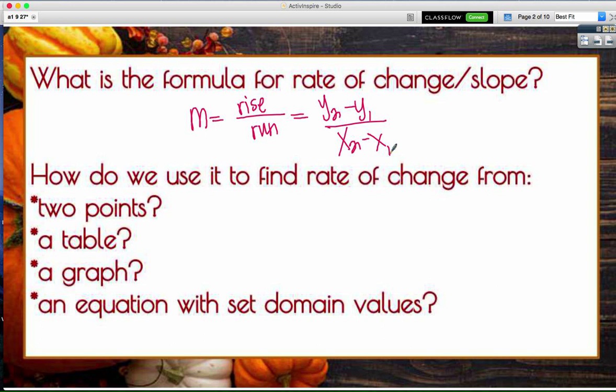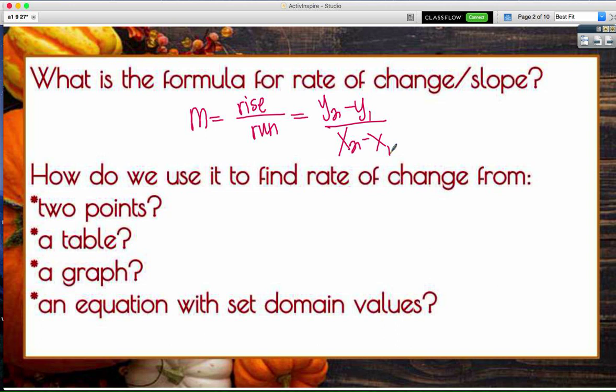That's something that you saw a little bit last year and you were supposed to try and refresh on last night. And we're going to use that formula to find rate of change given a bunch of different scenarios. So it might be 2 different points. It might be a table of values. It might be a graph. Or it might just be an equation with set domain values. We're going to look at how we apply that to each different scenario.